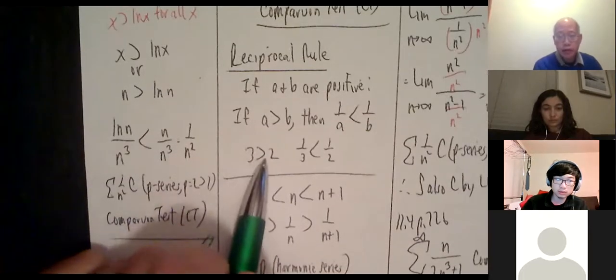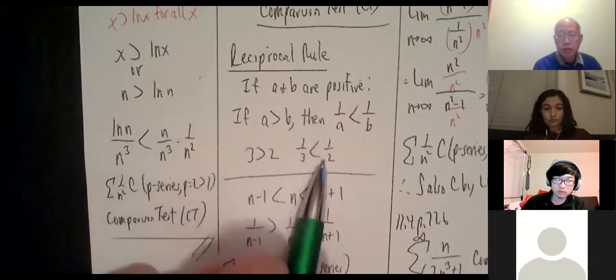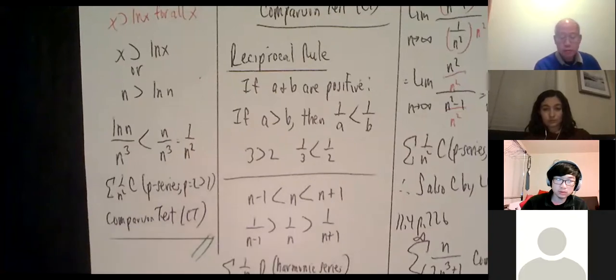So here's a simple example. 3 is greater than 2, right? If I take the reciprocals, then the inequality goes the other way. 1/3 is less than 1/2. Is that right? Okay, so that's the way that works.